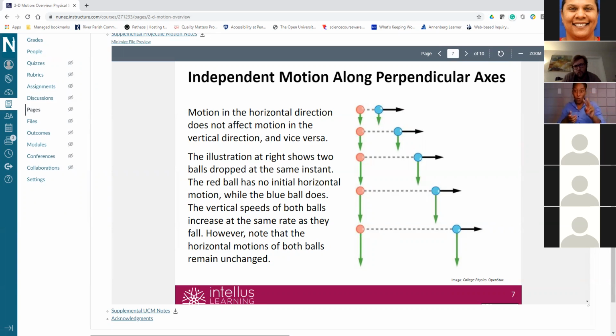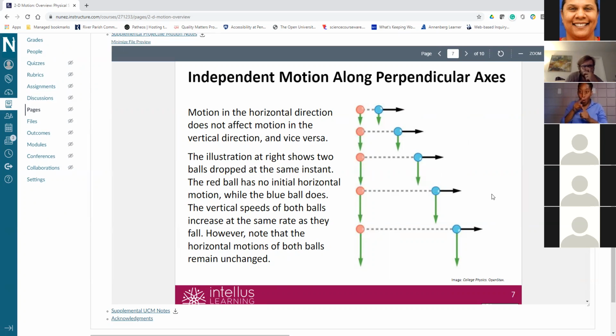Okay. And so you can see, for example, in the picture, the red object is doing free fall because it's falling straight down. The blue object is doing horizontal and vertical, or 2D, motion. The red object is 1D motion, only vertical. The blue object is horizontal and vertical. But the nice thing is, for the blue object, we can look at just the vertical motion by itself and just the horizontal motion by itself.